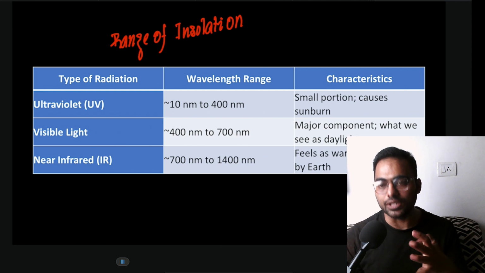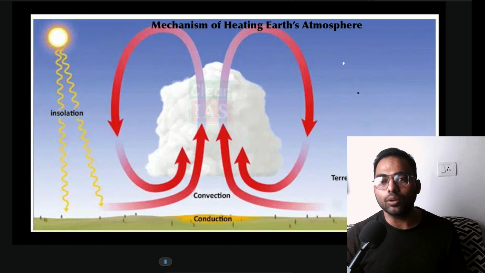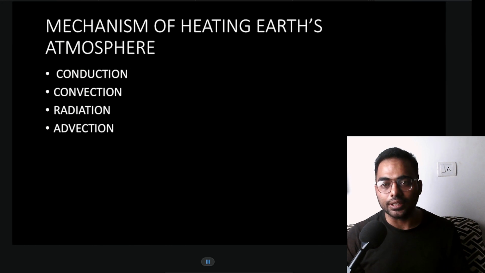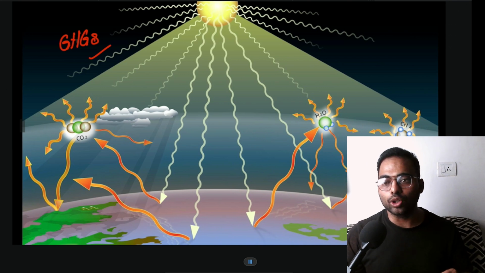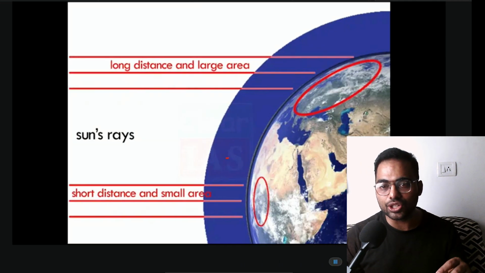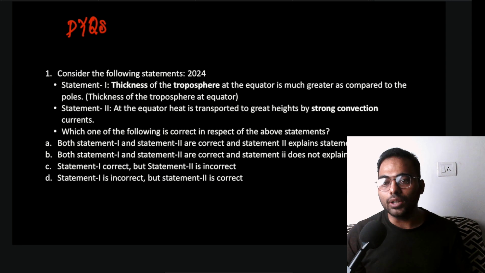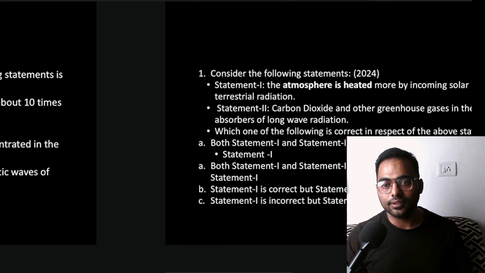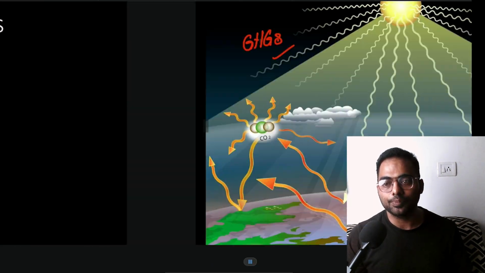Then we'll look at the range of insolation. And then we'll try to understand the mechanism of heating the Earth's atmosphere. Thereafter, we'll look at the role of greenhouse gases present in the atmosphere. And then we'll look at the variation in the insolation. And then we'll look at previous year questions to test our understanding. All right, so let's begin.